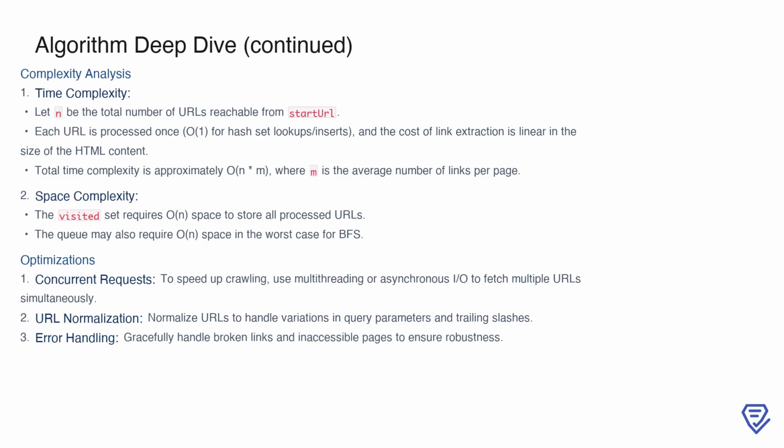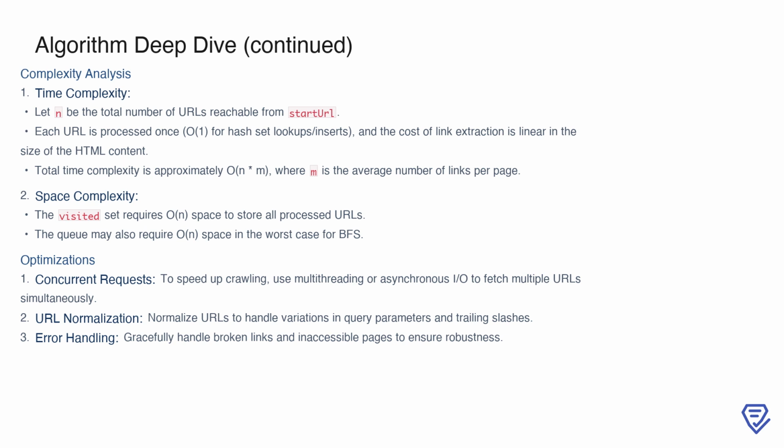For time complexity, let n represent the total number of URLs reachable from start URL. Each URL is processed once, and operations like checking the visited set or enqueuing URLs take O(1). However, extracting links from each page depends on the size of the HTML content, which we approximate as m, the average number of links per page. This gives a total time complexity of O(n*m). For space complexity, the visited set requires O(n) space to store all processed URLs. Additionally, the queue may also require O(n) space in the worst case for BFS, though DFS can have a smaller memory footprint depending on the depth of recursion.